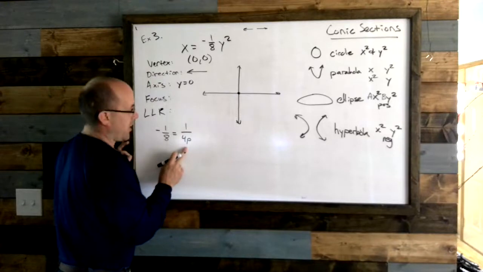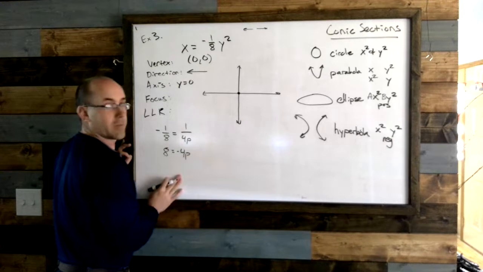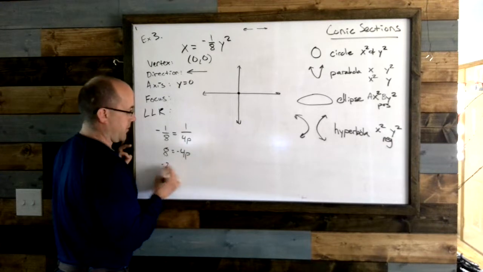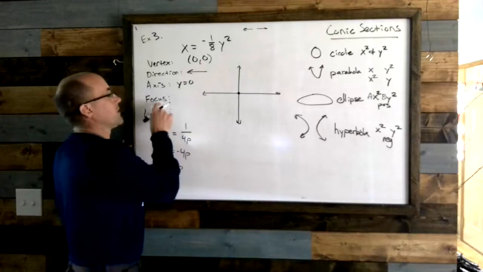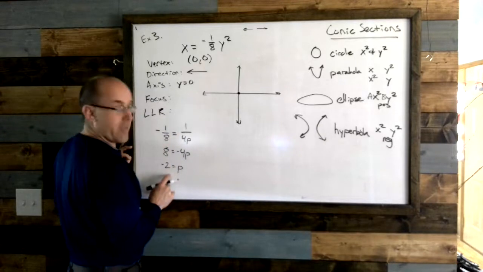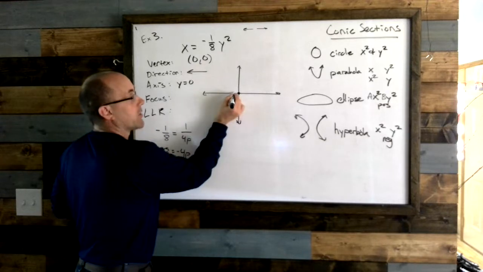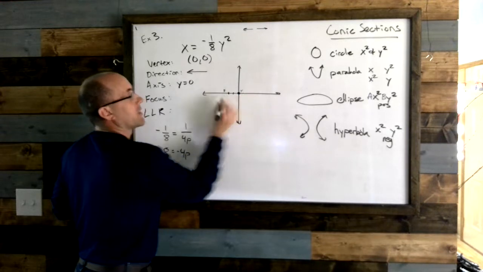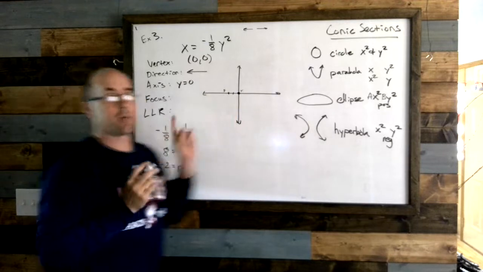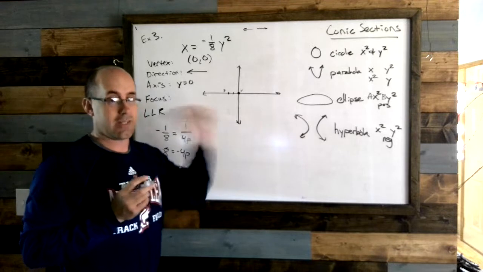So, in this situation, I cross multiply. I get 8 is equal to negative 4p. I divide by negative 4, and I get negative 2 is equal to p. Negative 2. What that means is, in order to find my focus point, I go that many units along the axis of symmetry. So I'm going to go 1, 2 units right there. And that's what we call my focus. That's the vertex. That's the focus. So because it's horizontal, okay, and it's negative, I moved 2 units that way. Okay?